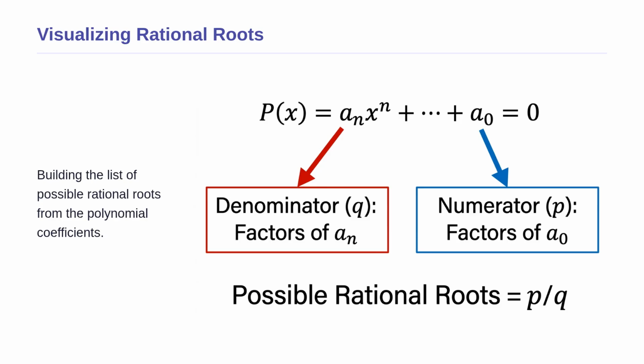Before we calculate anything, let us visualize how this theorem builds our list of suspects. In this diagram, you can see the general polynomial equation at the top. The red arrow shows how the leading coefficient an drops down to provide the factors for our denominator, q. The blue arrow shows how the constant term, a0, drops down to provide the factors for our numerator, p. By combining every possible p with every possible q, we construct the complete master list of possible rational roots. This visual map shows exactly where every piece of our fraction comes from.